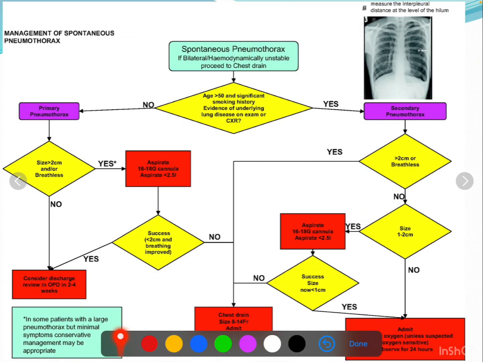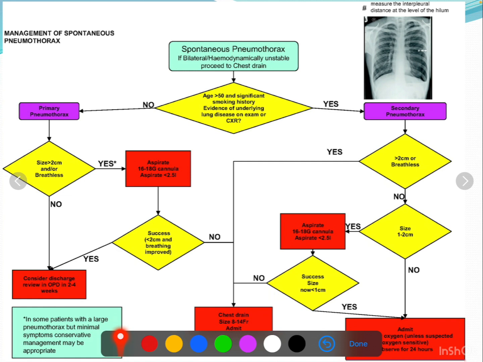Now we will see the management of spontaneous pneumothorax according to the British Thoracic Society BTS guidelines. Let's start. If a patient with spontaneous pneumothorax comes to you, and it is bilateral or hemodynamically unstable, proceed to chest drain. Otherwise, you have to see if age is more than 50, significant smoking history is there or not, and evidence of underlying lung disease on the chest x-ray is there or not. If these things are there, it is secondary pneumothorax. If not, then this is primary pneumothorax.